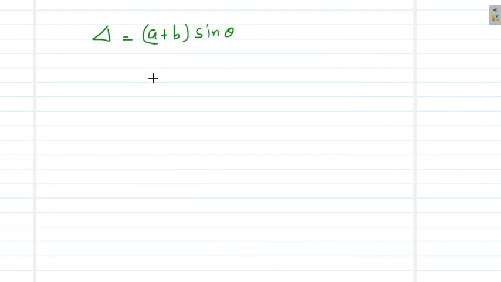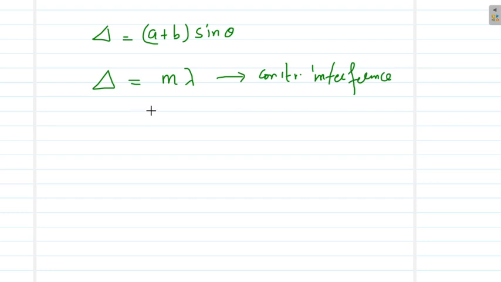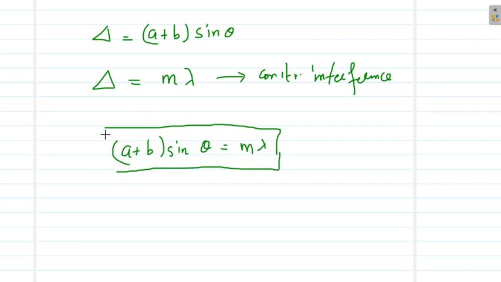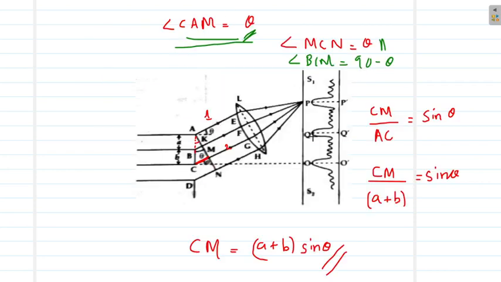Now what is the condition for constructive interference? For constructive interference, path difference should be an integral multiple of lambda. Delta should be m lambda. So equating these two, I get (A plus B) sine theta equal to m lambda. So this is the condition for the point P to be bright. At angles where this condition is satisfied, we will have a bright point. So maybe at Q and so on.